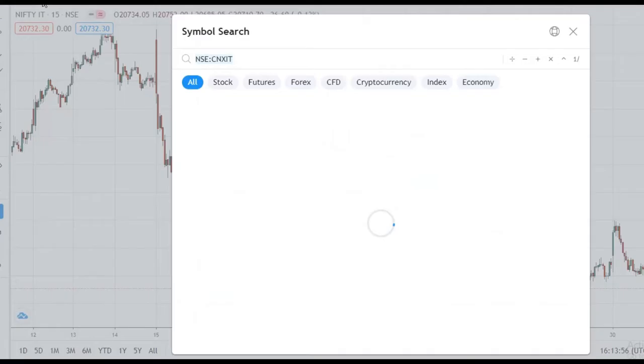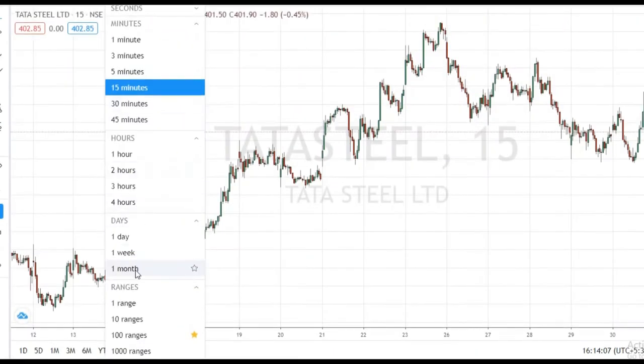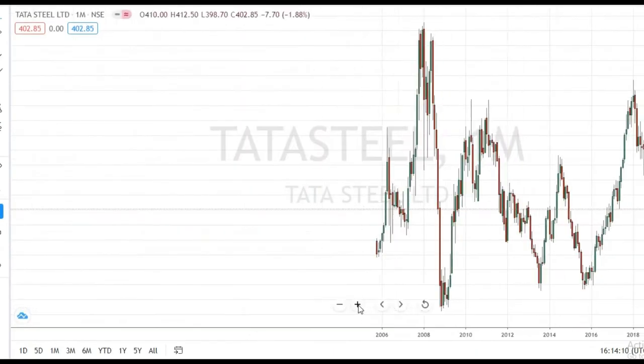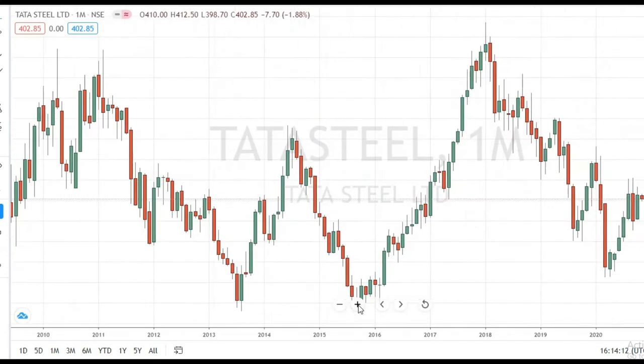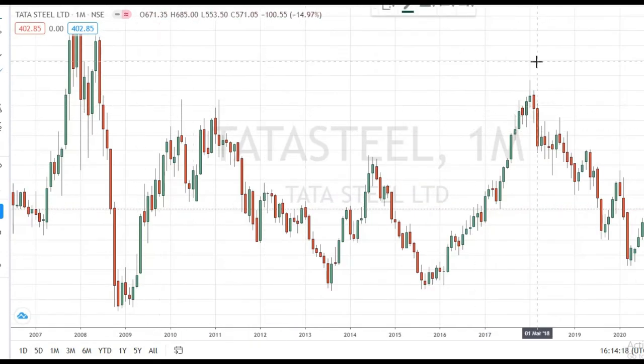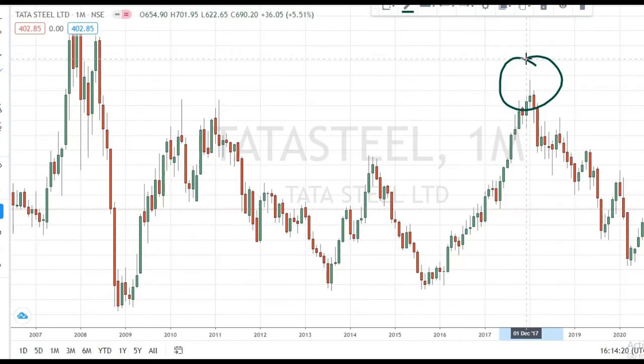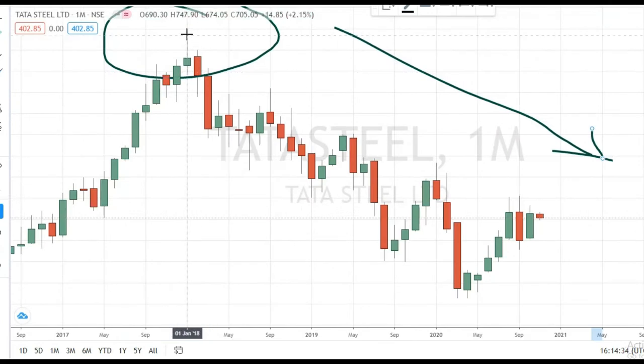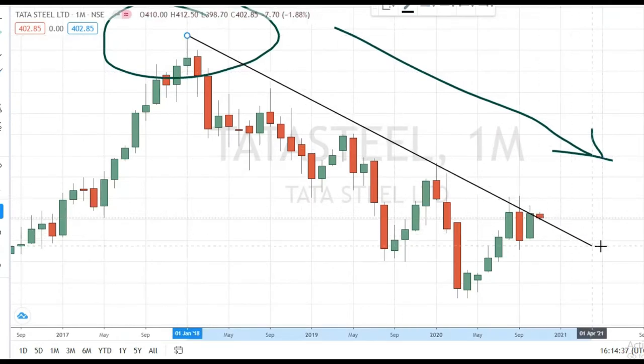Let's see Tata Steel first in the monthly time frame. I'll change the time frame to monthly. This is a monthly chart and I'm using tradingview.com. Now here in this chart, if you see, this was the highest point, and from here the prices have been falling down. Let me draw a downtrend line here. So this is the highest point. I'll just pull the line on the downside.